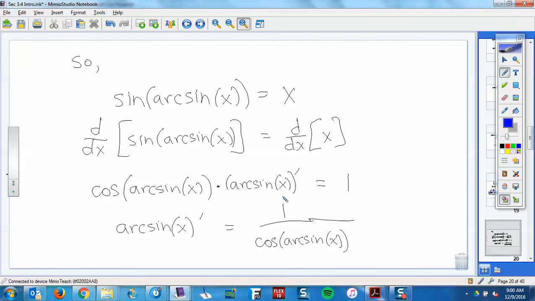Times the derivative of the inside. I don't know what the derivative of arc sine x is, so I'm just going to put arc sine x prime. That's what I'm trying to figure out. And then equals 1. The derivative of x would just be 1. With me? So I just did the derivative of both sides. Now, I want to know what arc sine prime is, so I'm going to divide by this other thing. So I got 1 over cosine of arc sine x.